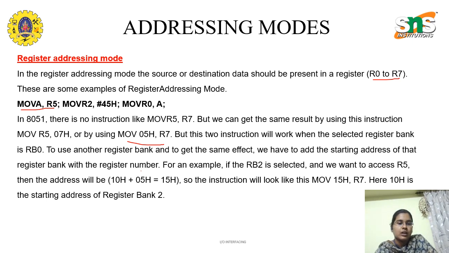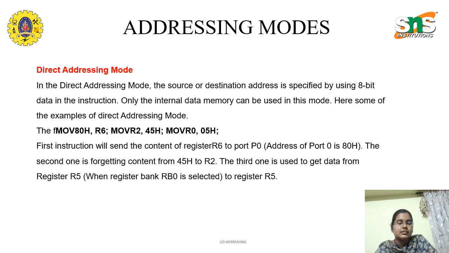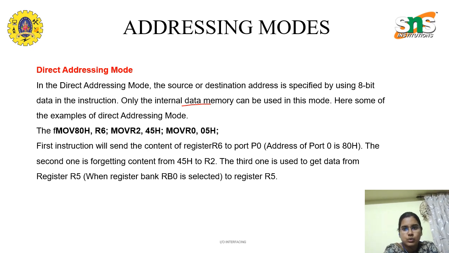And the next one is direct addressing mode. In direct addressing mode, the source or the destination is specified by using 8-bit data in the instruction. Only the internal data memory can be used in this mode. Here are some examples like MOV 80H, R6, where the data address is directly specified. The source or the destination is specified using 8-bit data. You can see here 80H is 8-bit data, and 45H is 8-bit data.